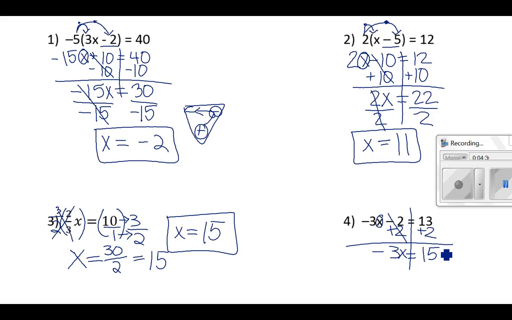I have -3 times x. To get rid of it, I have to divide by -3 on both sides. Bring down the x equals 15 divided by -3 is -5.